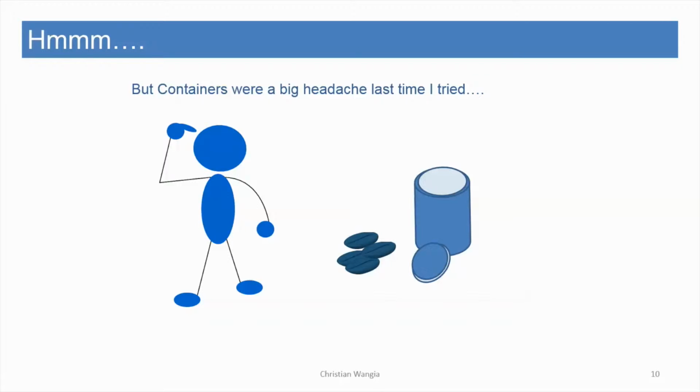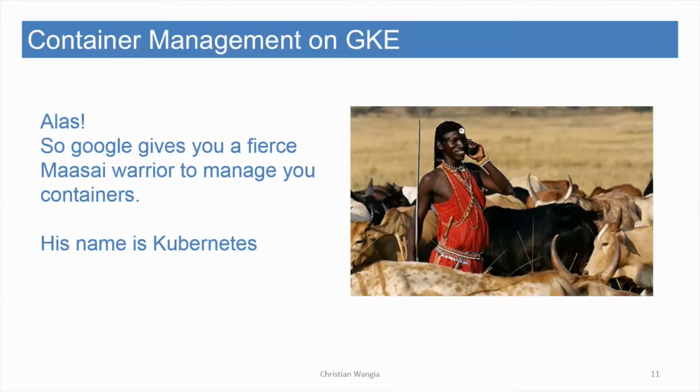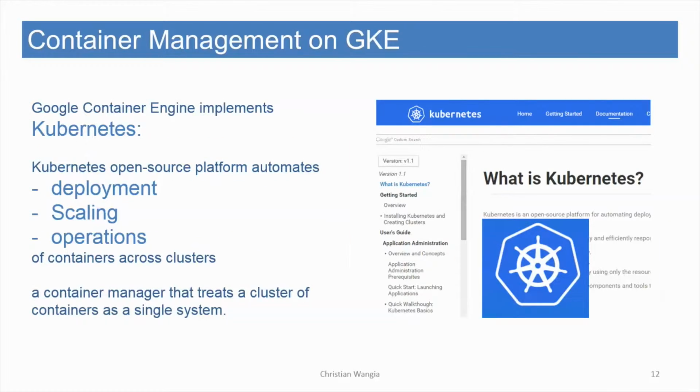Google's container engine takes away that very concern of managing containers. So meet Kubernetes, the container manager or orchestrator, if you like. Kubernetes is like a Maasai warrior who you hire to watch over your cattle. Remember that we want to own cattle, not pets.